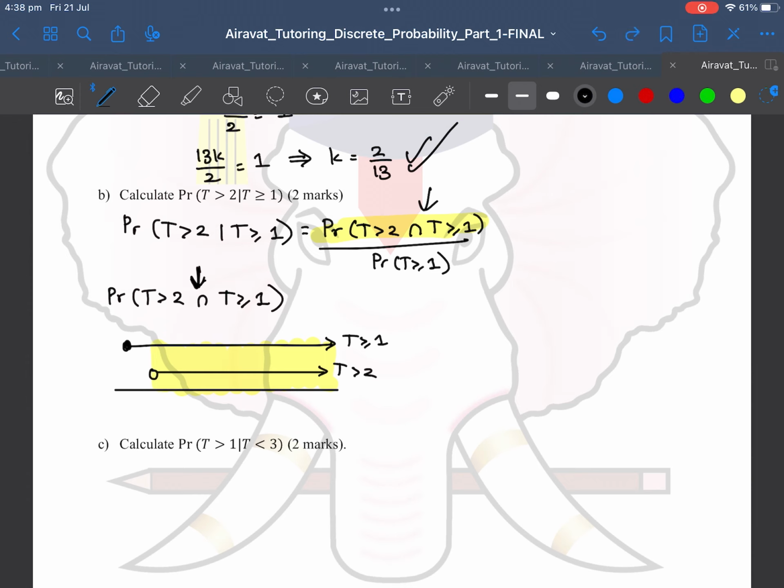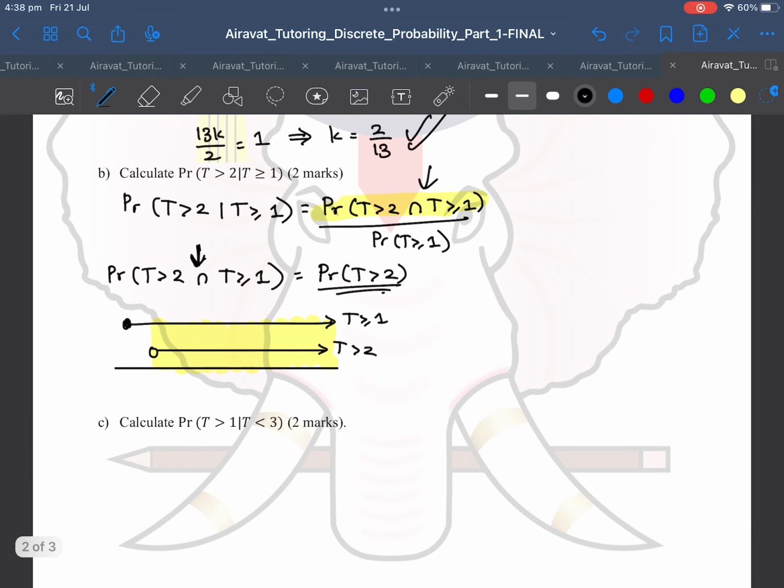Now what is that point? Well, that is simply just going to be probability of t is greater than 2, right? Pretty self-explanatory, right? Pretty clear now. This visualization should hopefully help you to understand what's going on a bit further. So we can say that this is also equals to probability of t greater than 2 divided by probability of t greater than or equals to 1.